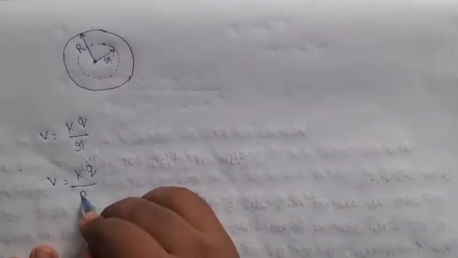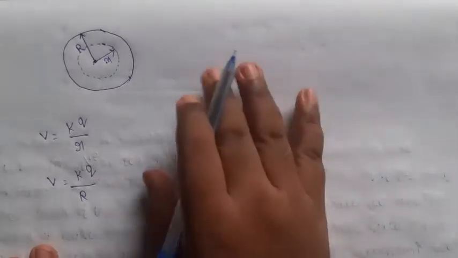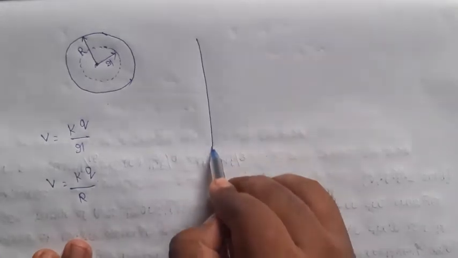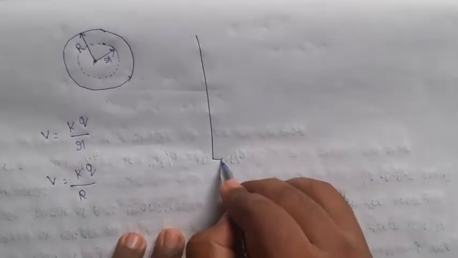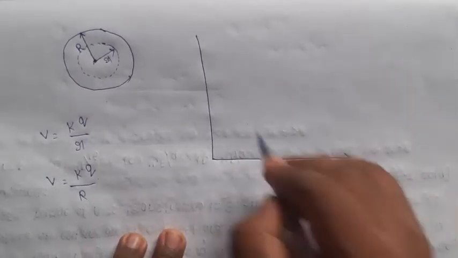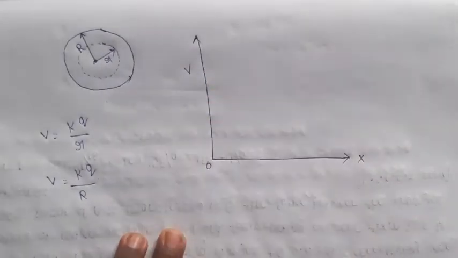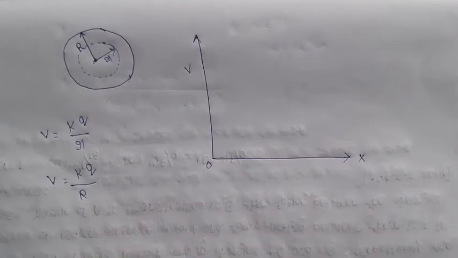Okay, so we have already studied the graph of potential difference or electrostatic potential. The graph should be like this. Along the x-axis I am taking the distance, along the y-axis I am taking the electrostatic potential.